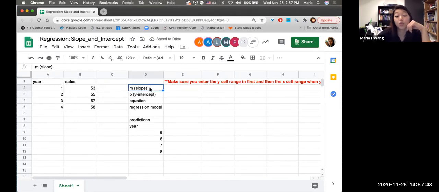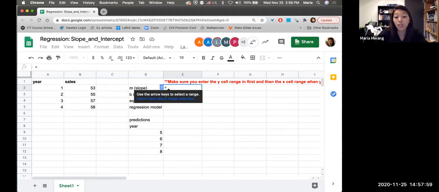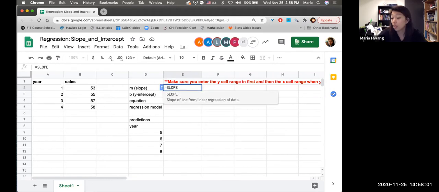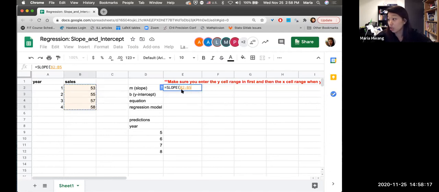So how do we do the M? I'm going to do it right next to that, so that's the name for it, and then I'm going to actually do it here. You're going to type equal, and literally the function is SLOPE. Open the parentheses. You want to start with the Y inputs first and then the X inputs. So you're going to select starting from 53 and that whole range, so automatically it would do something like B2 all the way to B5, and then comma.